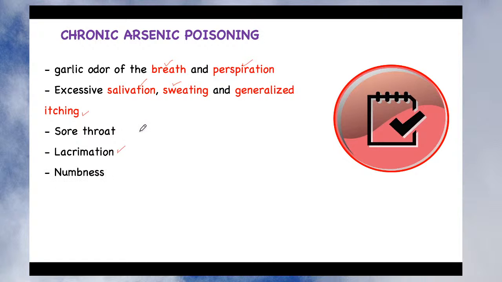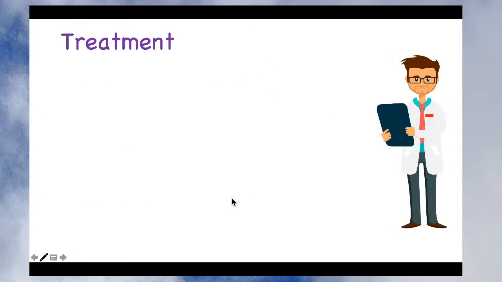So there is excessive lacrimation for no reason. Then numbness in different parts of your body, burning or tingling of the extremities, like your hands and your feet, there is a very severe burning and tingling sensation. These are the different symptoms which indicate that the patient is exposed to a chronic dose of arsenic. So we have seen the acute and chronic symptoms of arsenic poisoning.